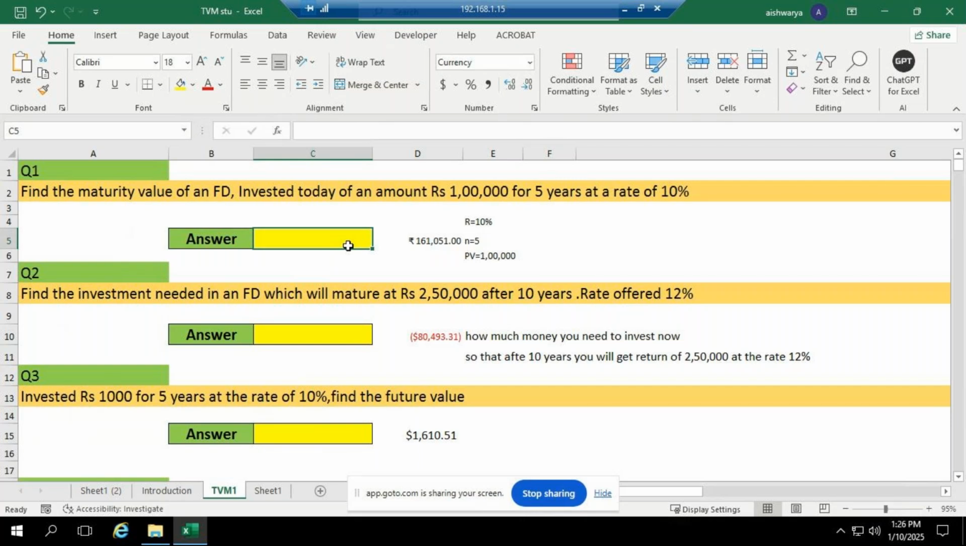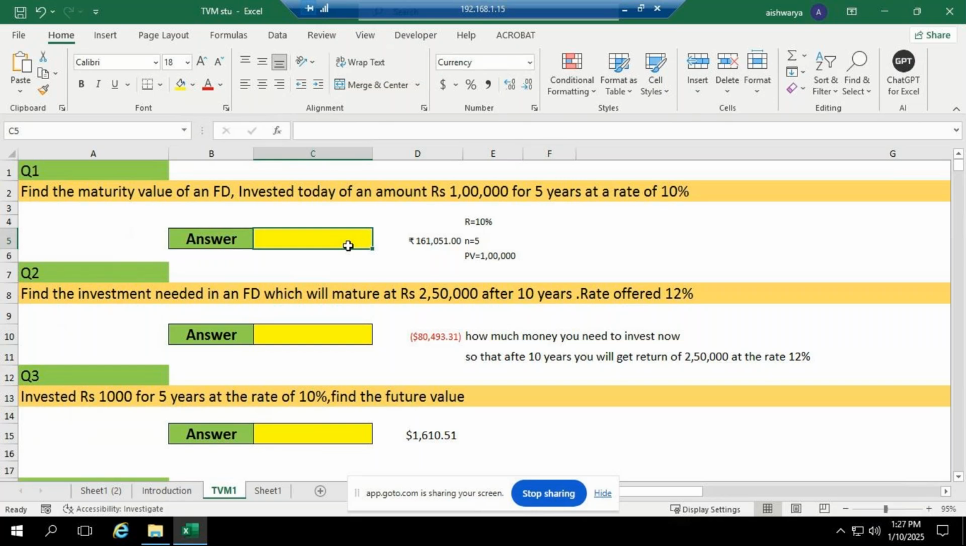Today you have invested 1 lakh rupees. Then after 5 years, per annum it is 10% rate of interest. So how much will you be getting? What will be the worth of that particular money? That is the answer. What is the maturity value? That is the question they are asking you.